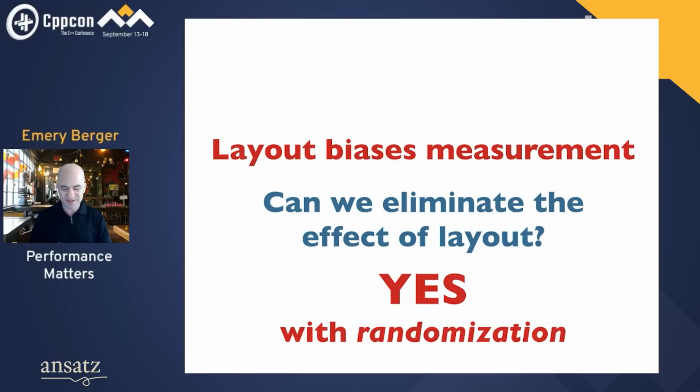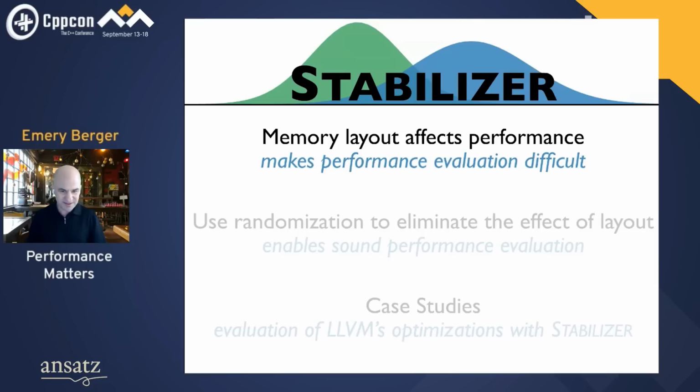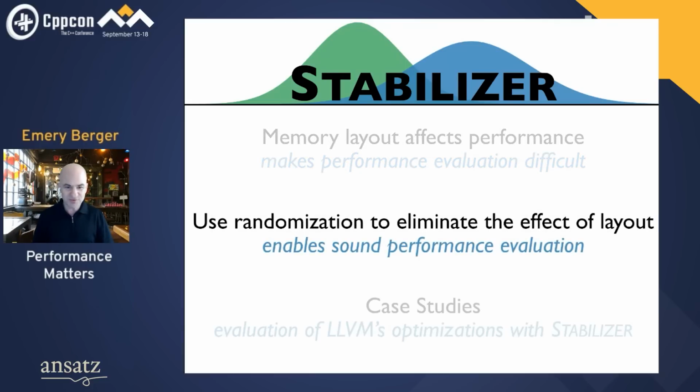And then the conclusions are rather bleak about the hope of compiler optimizations taking us out of this hole that we're currently in. So we built this system we call Stabilizer. Like I said, memory layout affects performance, and it makes performance evaluation difficult. What we're going to do is use randomization to eliminate the effect of layout, and I'll explain how. And I'll show that it enables sound performance evaluation.